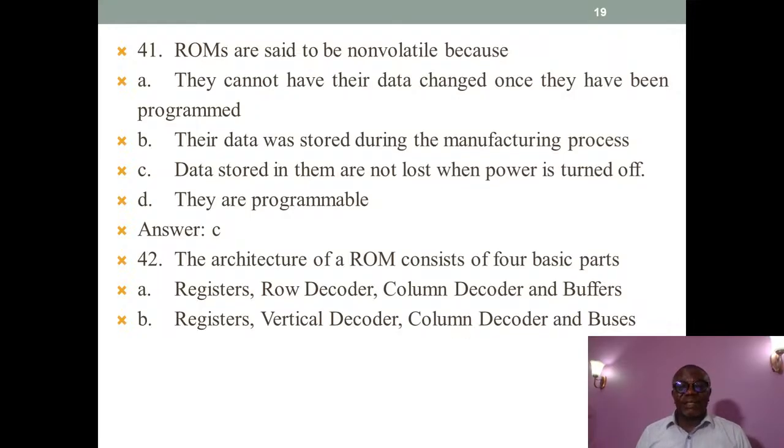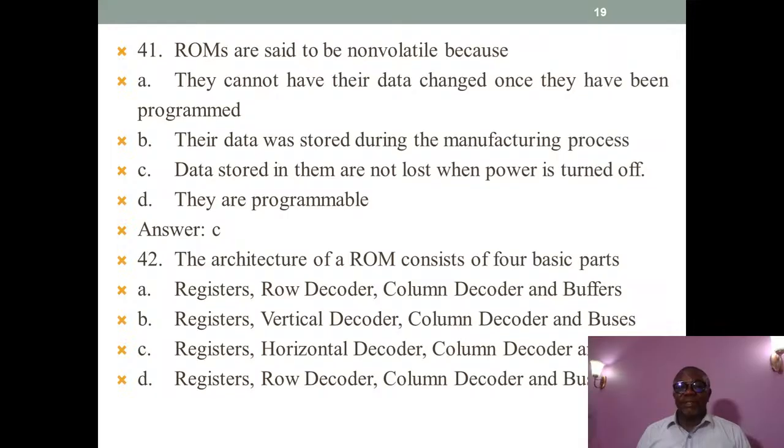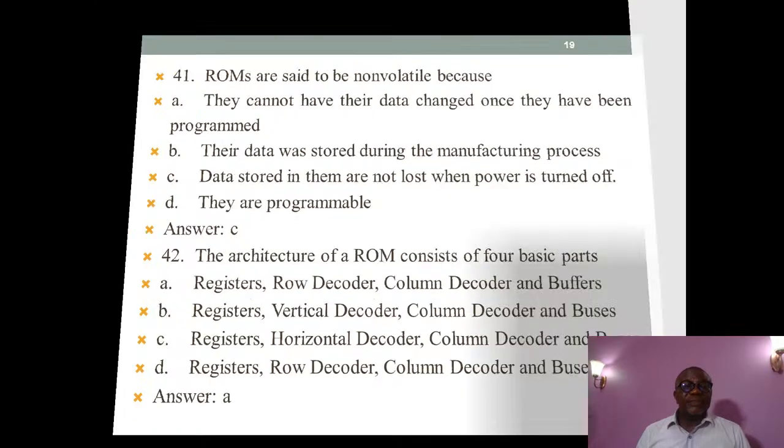There's nothing like vertical decoder, so B is not part of it. C, registers, horizontal decoder, of course, horizontal and buses are not part of it. And D, registers, row decoders, column decoders, and buses. So the first three are part of it, but buses are not. So our answer is A.